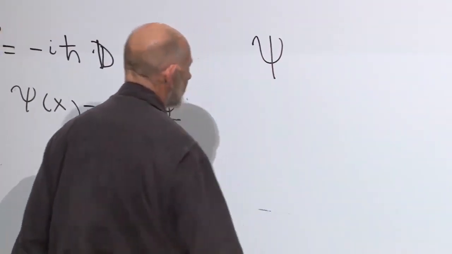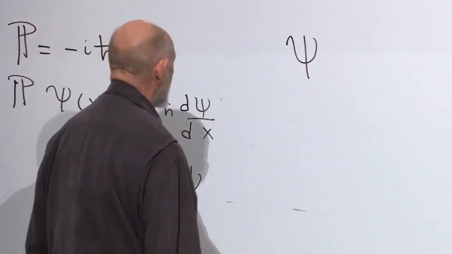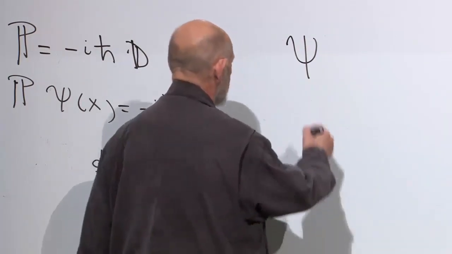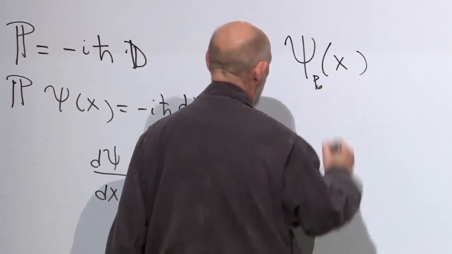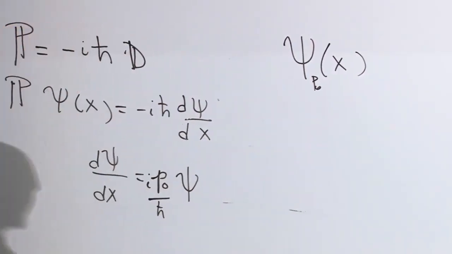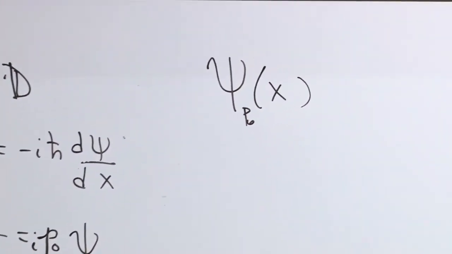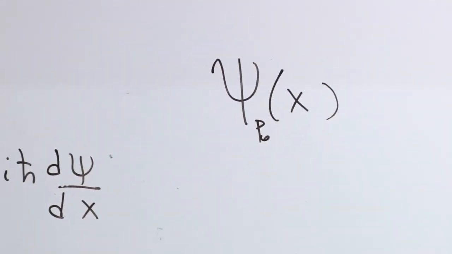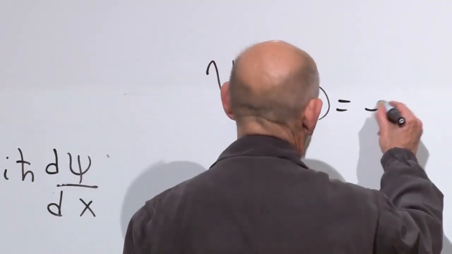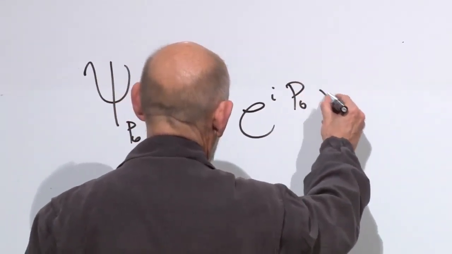This is the eigenvector as a function of x. And let's label it by P naught, just to label the fact that it's the eigenvector for momentum P naught. It's a function of x, and what is it? It's e to the i P naught x.